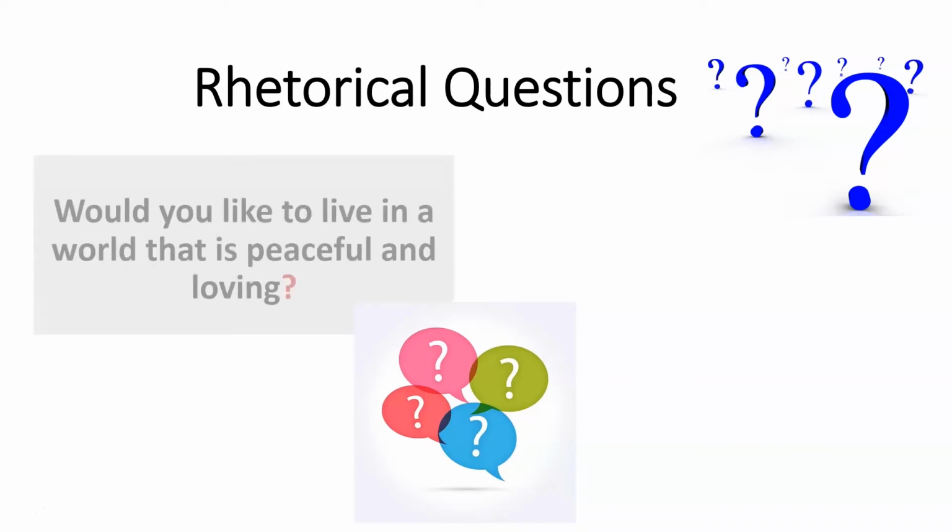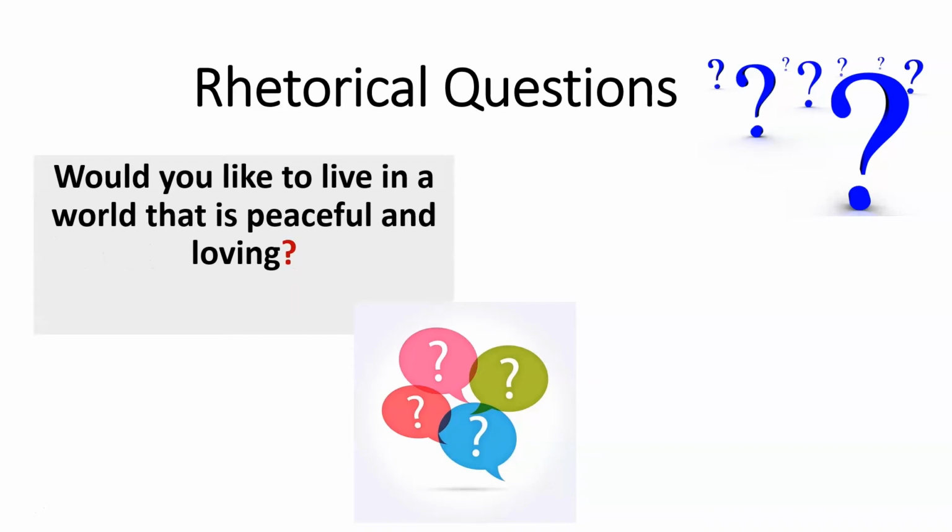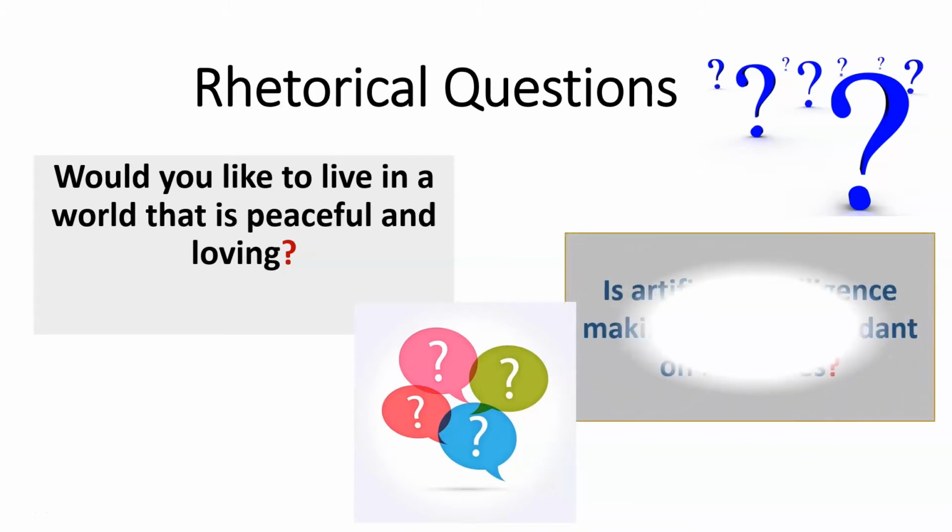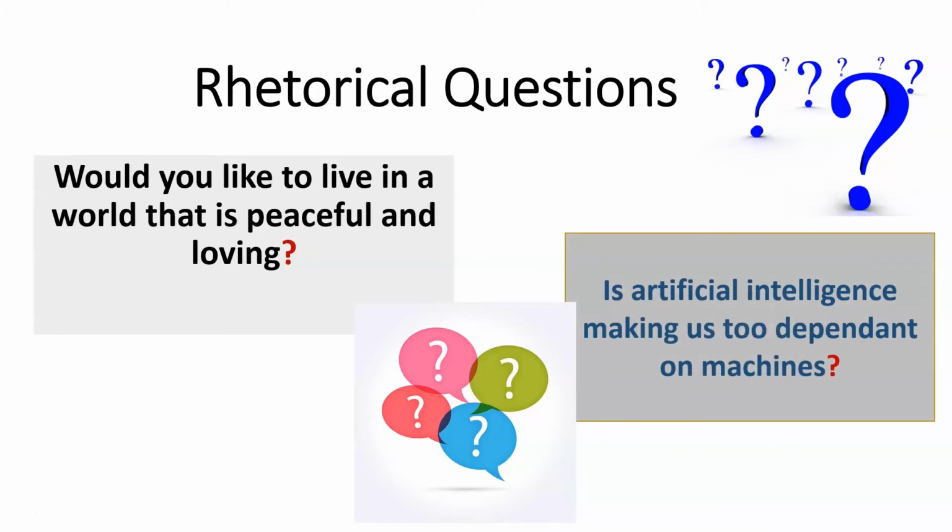So let's look at this example. Would you like to live in a world that is peaceful and loving? Right? So here you're engaging your audience. You're making them think, because that is what a rhetorical question does. It makes your reader think. Is artificial intelligence making us too dependent on machines? Right?